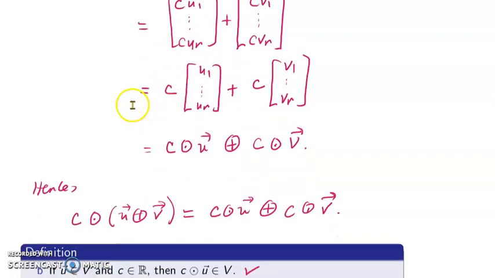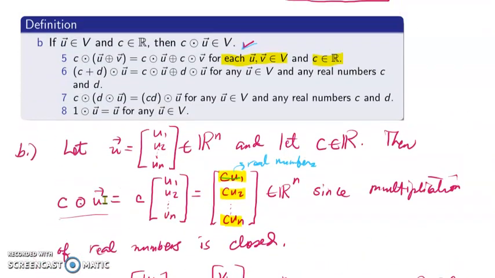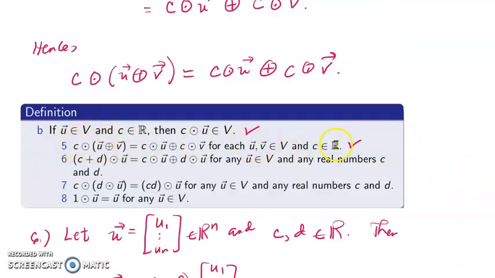And then, we know that this matrix is just the vector u. So we can convert this to C times vector u. And then this one is vector addition, C times vector v, by definition of its operation. Hence, we have shown this property. Okay, so that's property number 5.